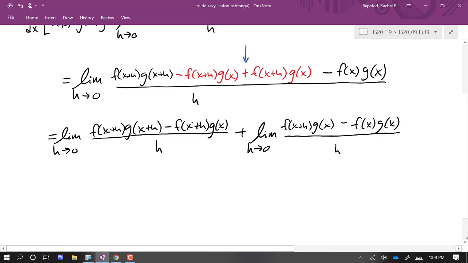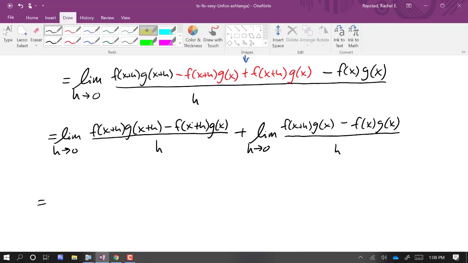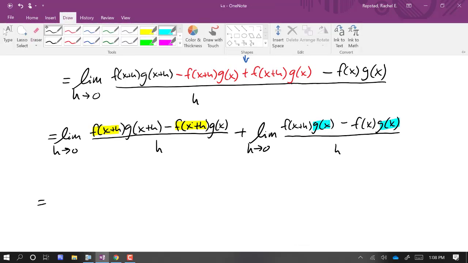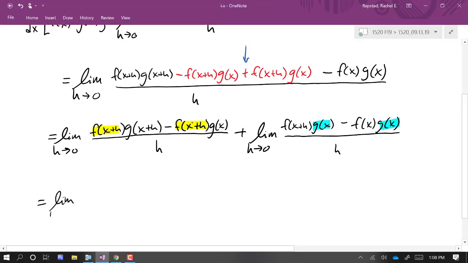As it turns out, this is a really clever choice to make. So now what I'm going to do is rewrite. Just notice what we have here. I've got a common factor of f of x plus h, so I'm going to take that out. And then here, I've got a common factor of g of x. So I've got the limit as h approaches 0 of f of x plus h, times this fraction, g of x plus h minus g of x, all over h. That's the first limit.